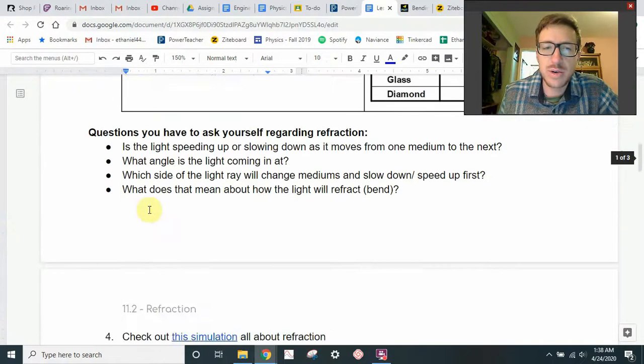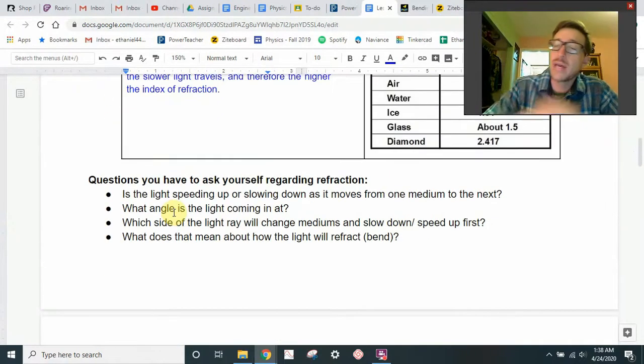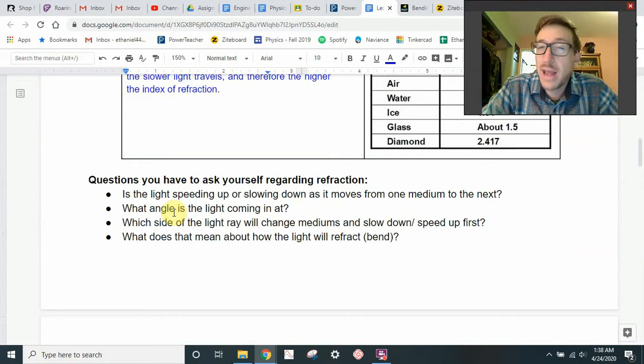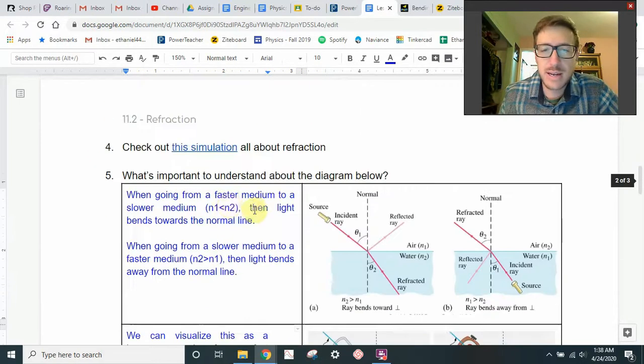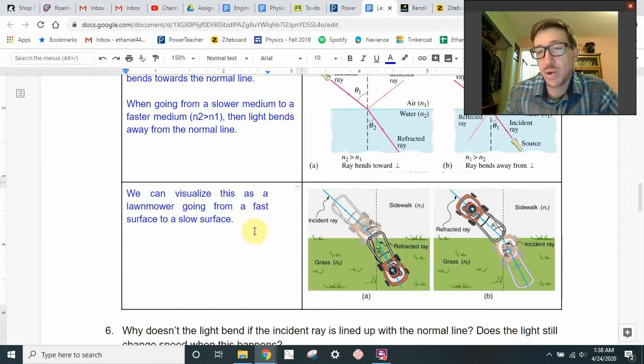So once again, consider those questions: is it speeding up or slowing down as it moves from one medium to the next? What angle is it coming in at? What side of the light ray will change mediums and speed up or slow down first? And what does that mean about how it will bend? Okay, so that's the long and short of how refraction actually works.